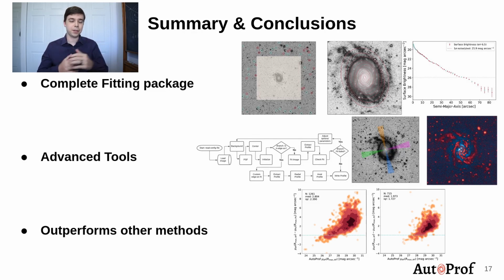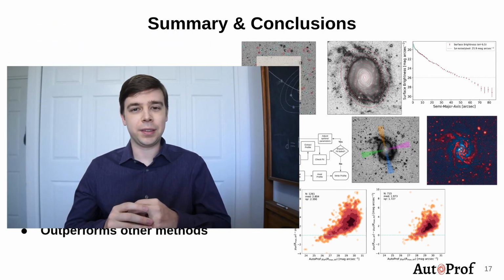If you compare AutoProf with similar algorithms, because of these techniques that it employs, like the band averaging and the extension of the isophotes, it's able to reach roughly a factor of 10 deeper in its deepest isophote for a given galaxy, which I think is pretty good. So that's a quick overview of AutoProf.